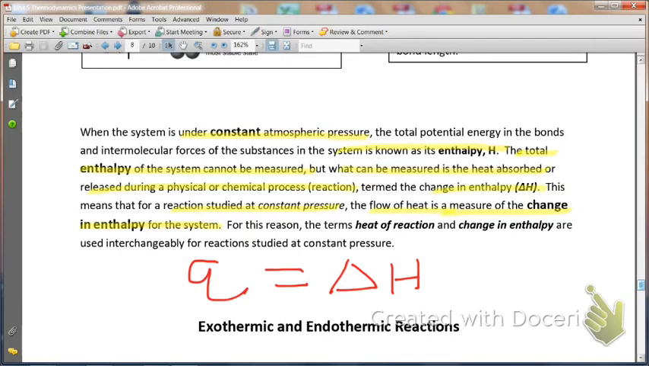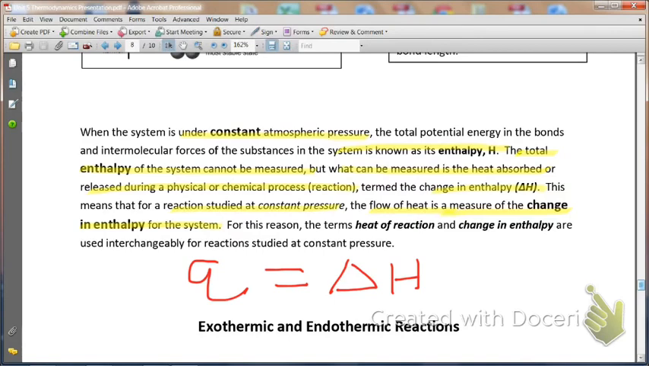Now, for this reason, the terms heat of reaction and change in enthalpy are used interchangeably to study reactions under constant pressure. In chemistry, pretty much almost every chemical reaction and every state change, from gas, liquid, or solid, is going to be under constant atmospheric pressure. And so we can use enthalpy all the time to understand if a system is becoming more stable or less stable based on the change in potential energy.